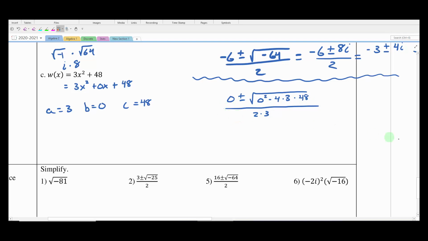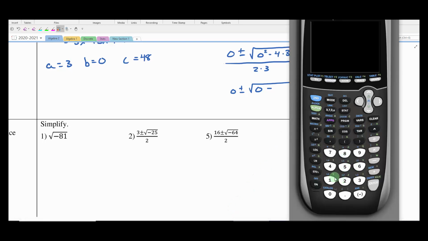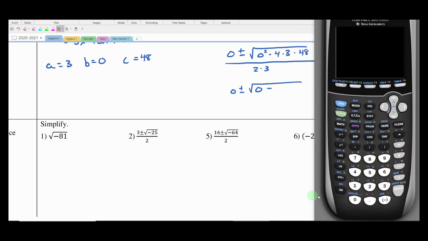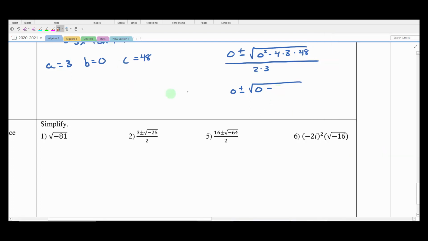And we're going to go through, again, piece by piece, taking our time, making sure that we don't make any mistakes along the way. So we've got 0 plus or minus. 0 squared is just 0. Minus, and then 4 times 3 times 48. You may need to whip out a calculator. Go ahead here. I do. All right, so 4 times 3 times 48. Let's see what we get. We get 576. No problem.